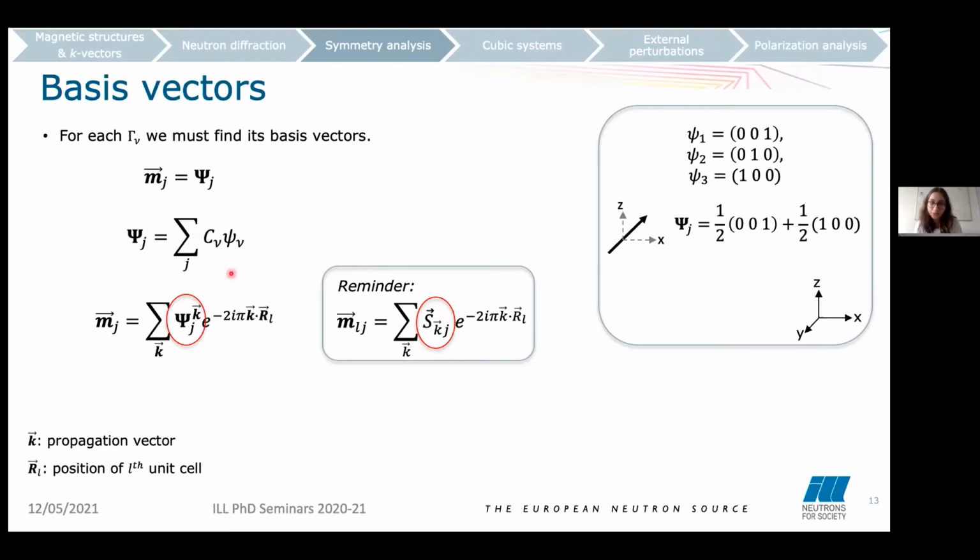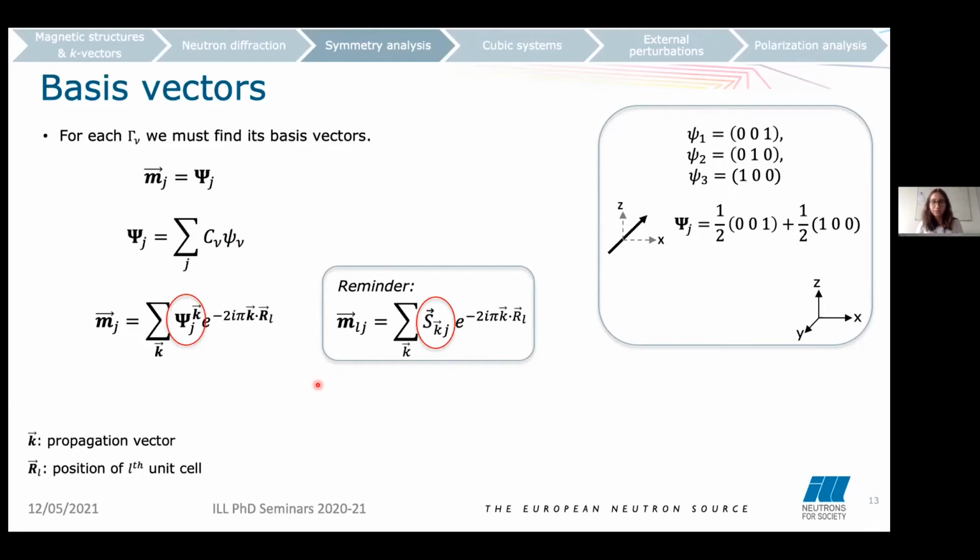So you put these basis vectors in your refinement program, and what you refine are these mixing coefficients. And this is finally how you can solve your magnetic structure, and then you can visualize it and see what directions your moments point in.